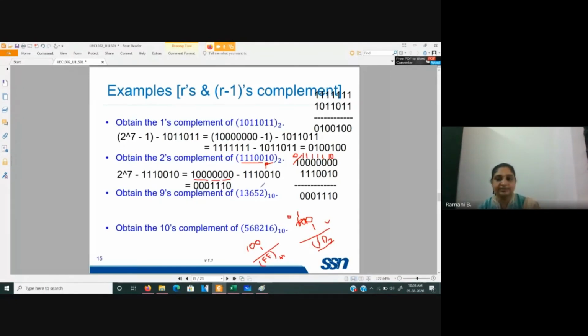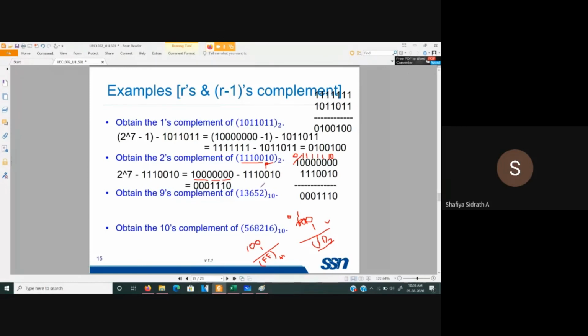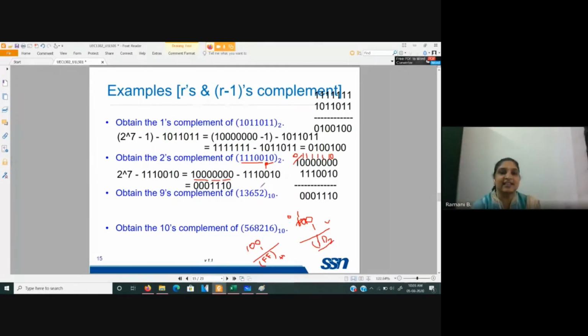Now you got the shortcut? Yes, ma'am. Okay. So the simplest thing is, in 1's complement, you invert ones with zeros and zeros with ones, whereas in 2's complement, from the rightmost part till you encounter the first one, you write the values as such, and the remaining values you invert, the ones and zeros. Okay? So next is to obtain the nines complement.